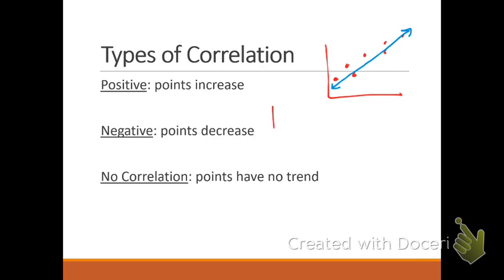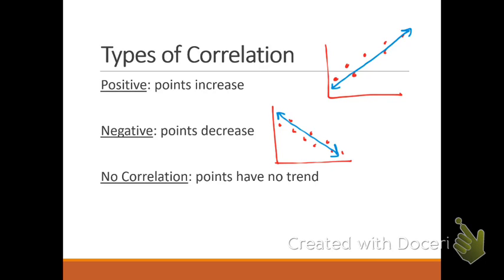Similarly, if you had a scatter plot where the general trend was that the points were going downwards, as you looked at the graph from left to right, that would have a negative correlation, just like a line that you might use to approximate that data would have a negative slope.